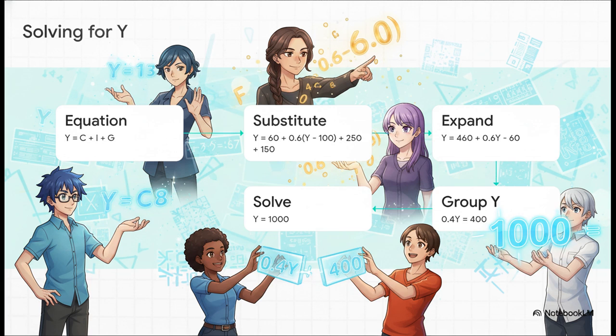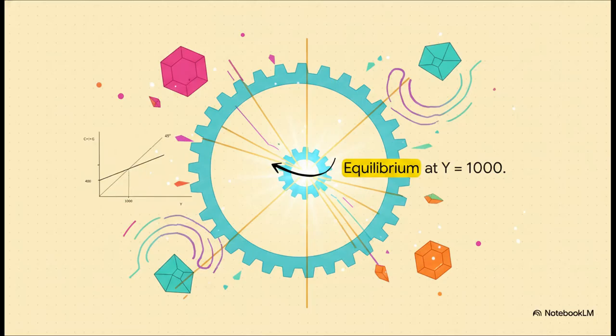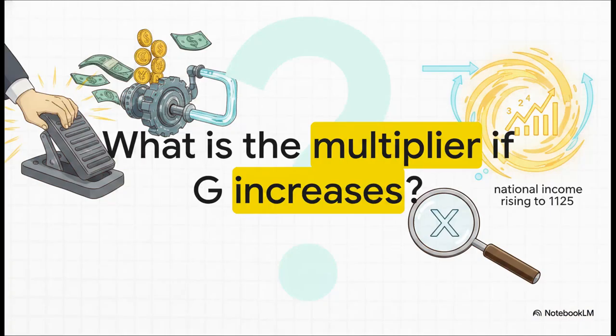It's amazing to see how an initial spending block of 400 is amplified by the multiplier into an economy worth 1,000. And this mathematical result is perfectly grounded in geometric reality. Exactly where aggregate spending intersects the 45-degree line, that is our equilibrium. The math perfectly matches the visual model at an income of 1,000. Now for the final test of our machine. What happens when we push the gas pedal just a little bit harder?